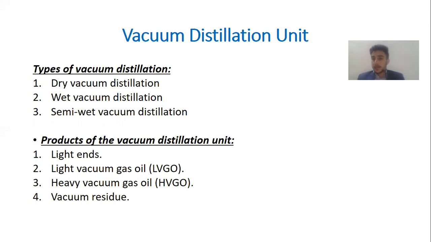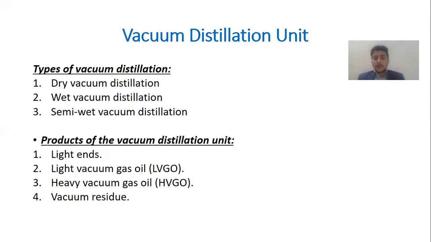Without the injection of steam, we call it dry vacuum distillation. Wet vacuum distillation means that the steam is injected both in the bottom of the distillation column, or you can say the stripping section of the column, and also in the furnace. So we call it wet vacuum distillation. Semi-wet vacuum distillation means that steam is injected only in the bottom of the column, in the stripping section of the column.